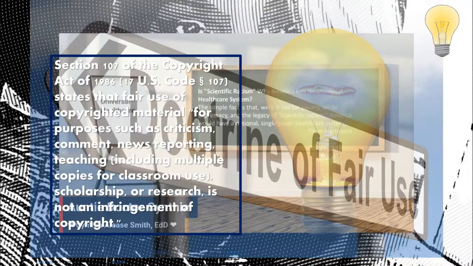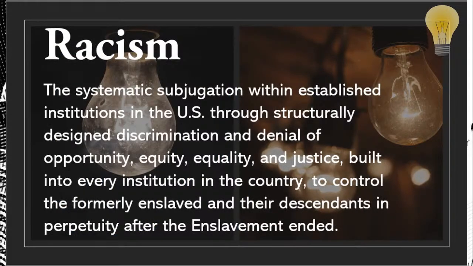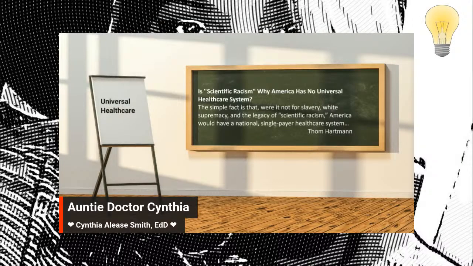And what do we say racism is? Again? The systematic subjugation within established institutions through structurally designed discrimination and denial of opportunity, equity, equality, and justice built into every institution in the country to control the formerly enslaved and their descendants in perpetuity, meaning forever after the enslavement ended. Do you understand racism now, people? That's racism. And this is what I'm reading about today.